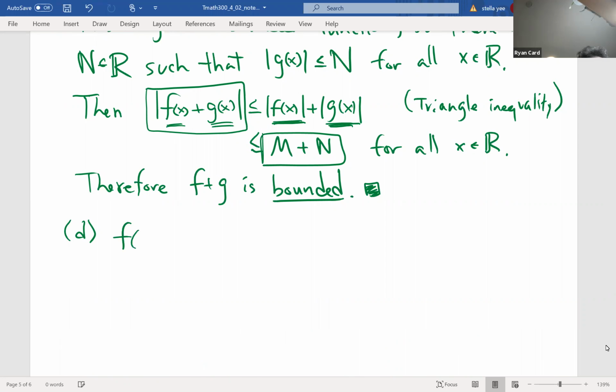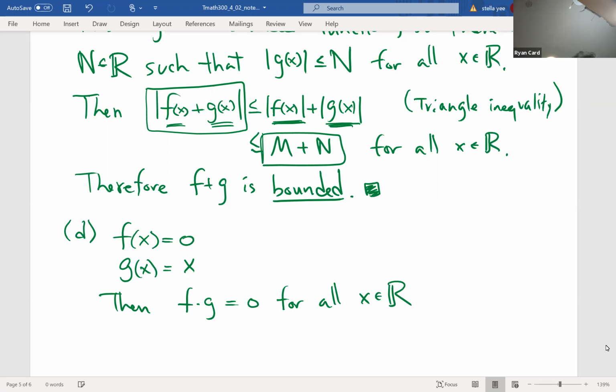Here we go. Here's a silly function: f of x equals 0 and g of x equals x. Okay. Then the product f times g is equal to 0 for all x.